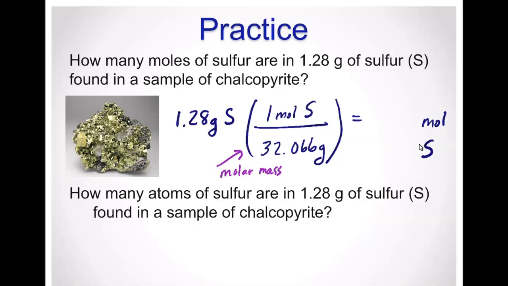Okay, so grams will cancel. Your answer will come out in moles of sulfur. In doing the calculation, with 3 significant figures, we have 0.0399 moles of sulfur.